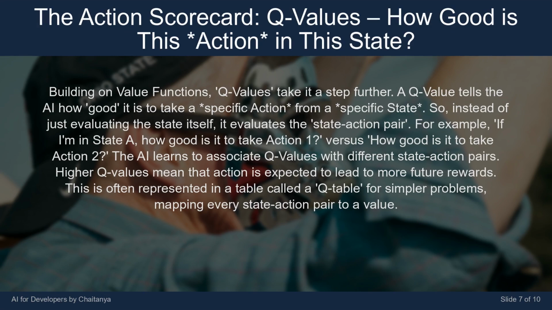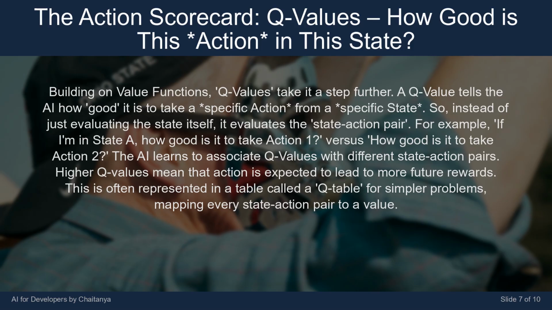Building on value functions, Q values take it a step further. A Q value tells the AI how good it is to take a specific action from a specific state. So, instead of just evaluating the state itself, it evaluates the state action pair.